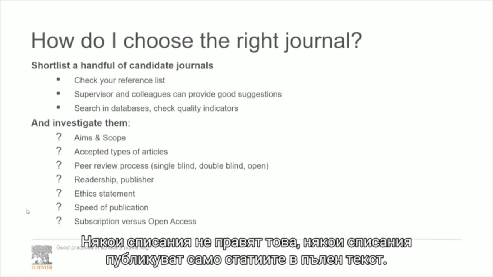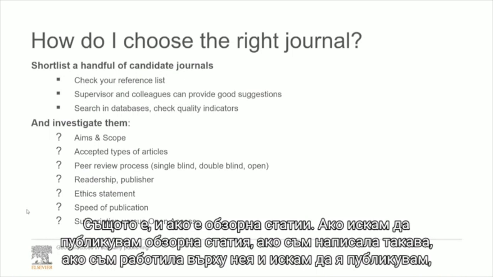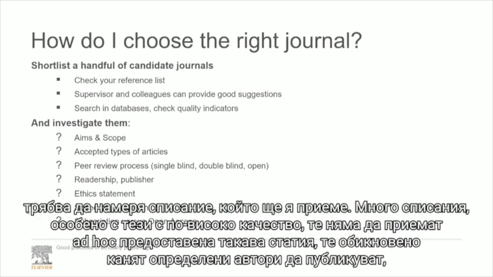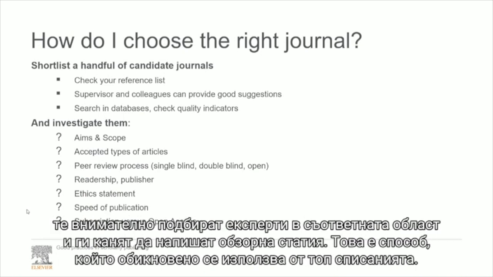Some journals will only publish, let's say, full text articles. And the same with review articles. If I've written a review article and I want to publish it, I need to find a journal which will accept it. Many journals, especially those with higher quality, will not accept ad hoc submissions of review articles, but they will invite authors to publish. They will carefully select experts in the field and invite them to write a review article. But this is the criterion usually used by the top journals.